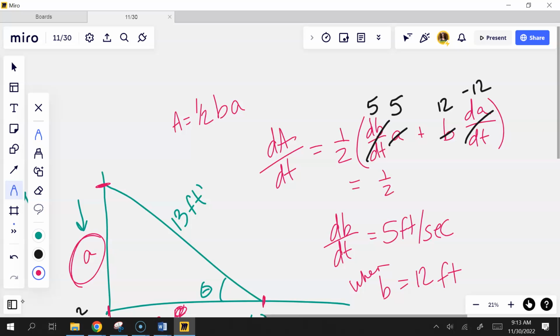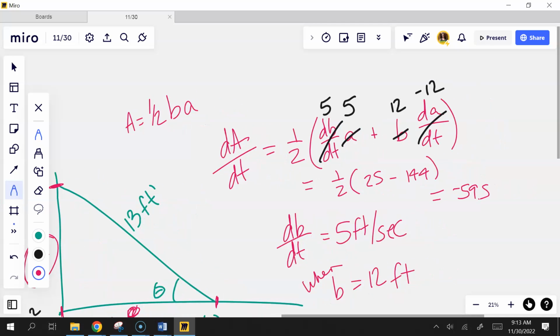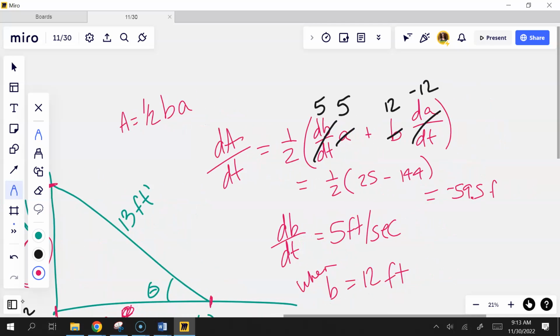So we get 1/2 times 25 minus 144, which is what? So negative 59 over 2? Or you did the 1/2? That's fine. We'll leave it there. Negative 59.5 feet squared per second because it is area. Everybody okay there?